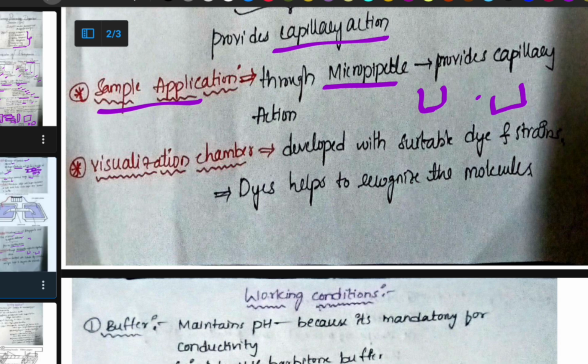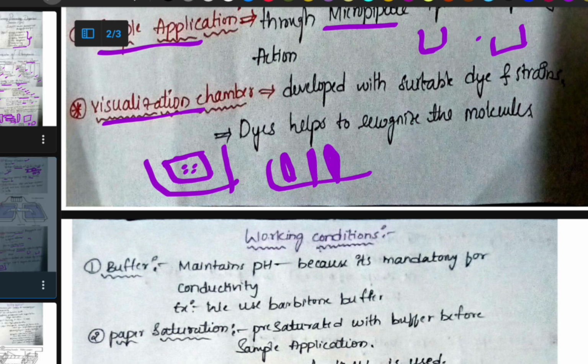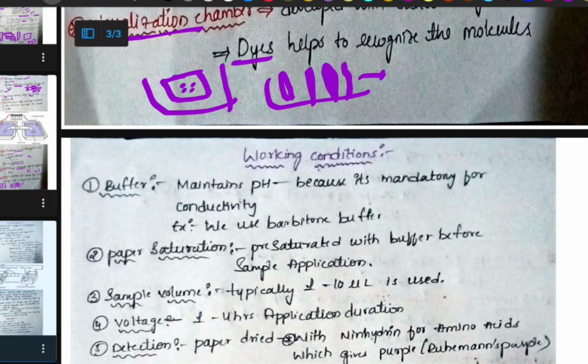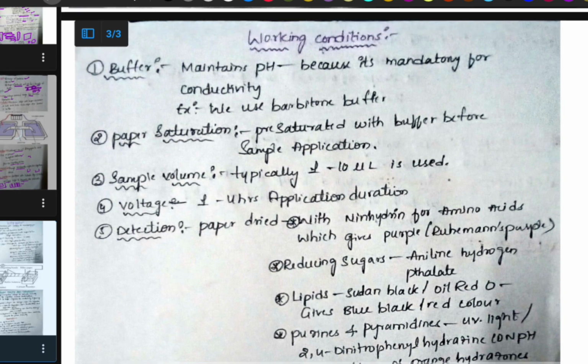Then the visualization chamber. What is a visualization chamber? The paper is kept in some sort of solvent so that color changes appear, so we can see the bands of the biomolecules and how far they have traveled. According to that, they get separated, and the dyes help us recognize where the biomolecule bands are present on the paper.